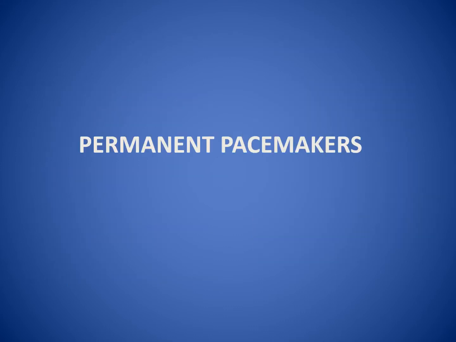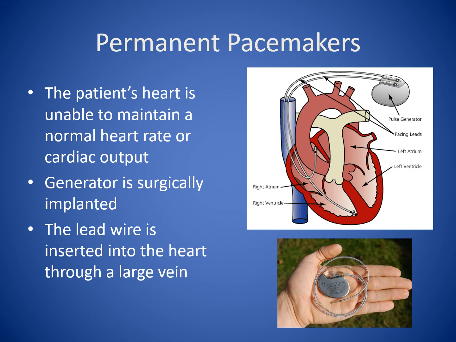Now let's talk about permanent pacers. This is where the patient's heart is unable to maintain normal heart rate and therefore adequate cardiac output. The generator is surgically implanted. It's small, as you can see, about fits in the palm of the hand, and it will be placed in a tiny little pocket within the patient's chest. The lead wire is inserted into the heart through the large vein, as you can see from the picture.